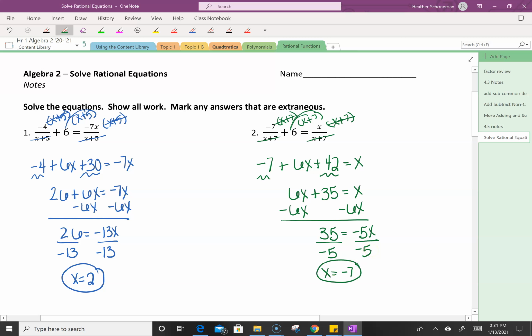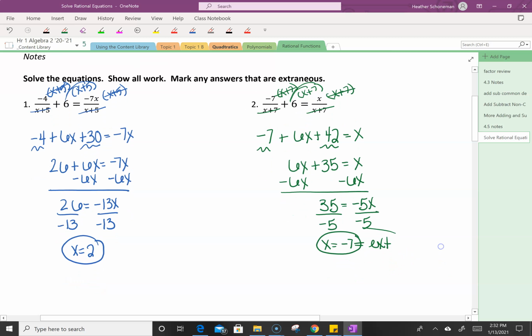But now I need to check. If I plug in negative 7, will it make the denominator 0? I don't care about the numerator, but will it make the denominator 0? Yes, it will. So this solution here is extraneous. So we're going to mark it by putting that ext next to it.